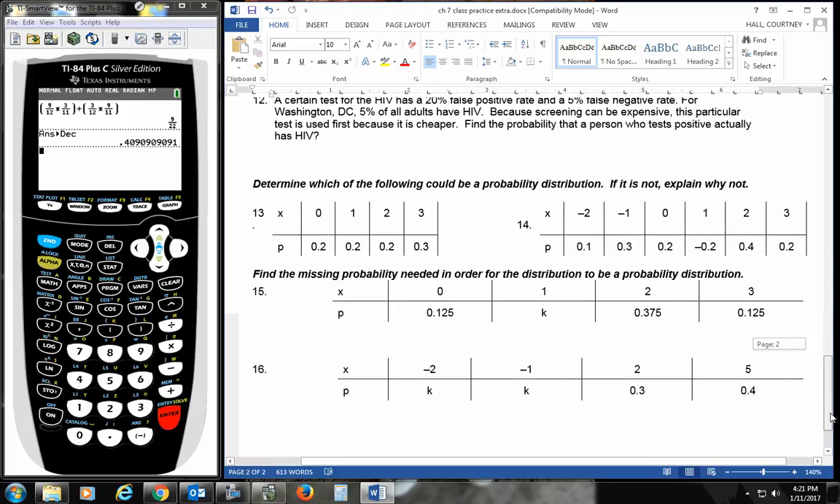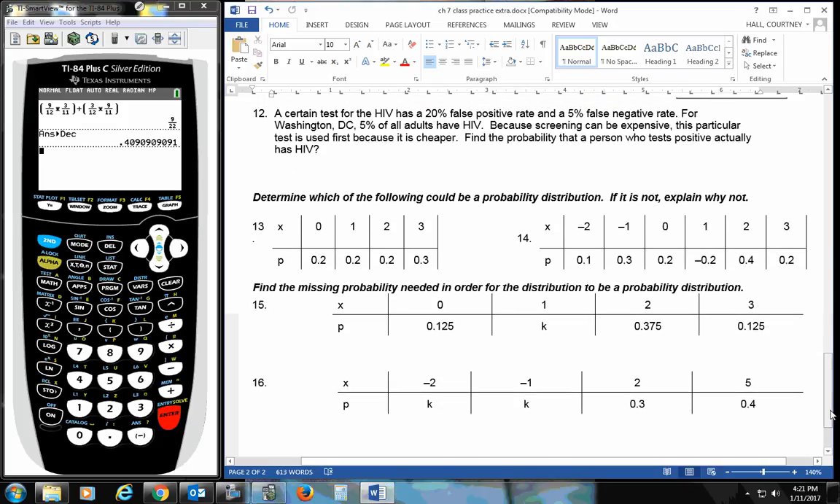Okay, number 12. We're almost done, guys. A certain test for the HIV has a 20% false positive rate and a 5% false negative rate. For Washington, D.C., 5% of all adults have HIV. Because screening can be expensive, this particular test is used first because it is cheaper. Find the probability that a person who tests positive actually has HIV.